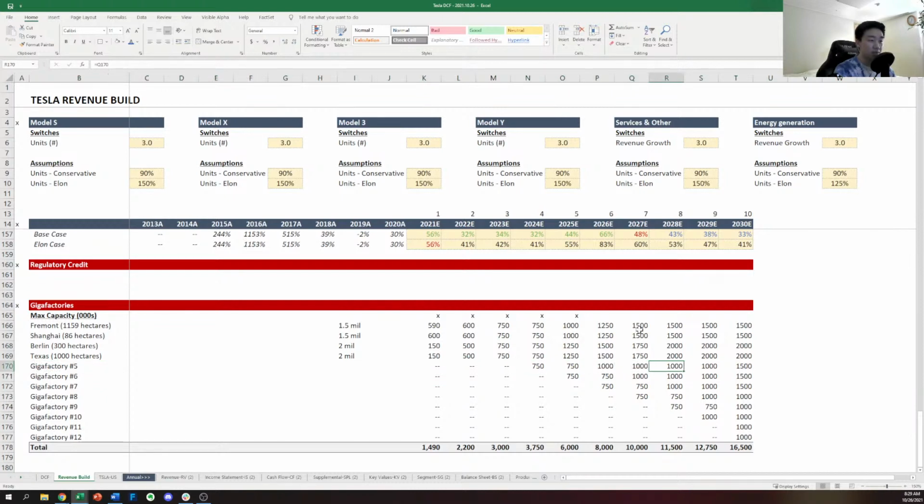I'm gonna assume that they build the factory up to 2 million per year again, because that's already a really large number as it is. I don't know if they're going to really go more than 2 million cars in a single factory. So okay, anyhow, 750, 1 million. How should we grow this one? So starting from here, let's just grow it by 250.